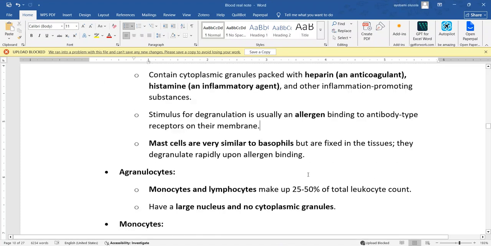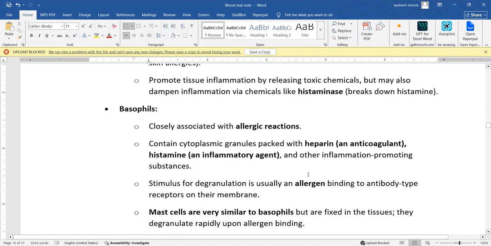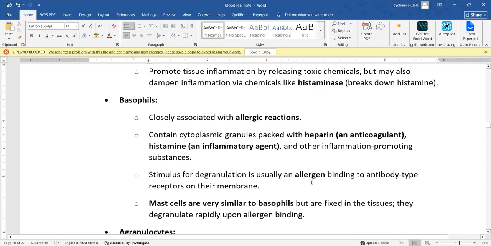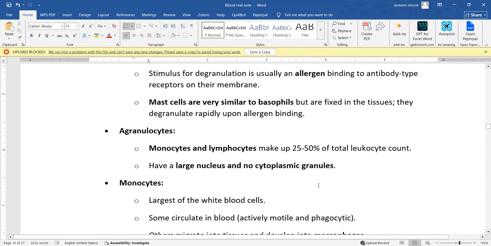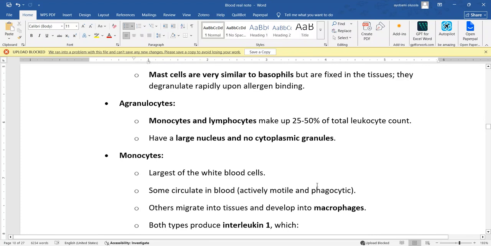Okay, so we have talked about the granulocytes. We talked about the neutrophil for bacterial infection, eosinophil for worms and inflammation, basophil majorly for inflammation and allergic reactions. So let's go to the agranulocytes, the monocytes and the lymphocytes.